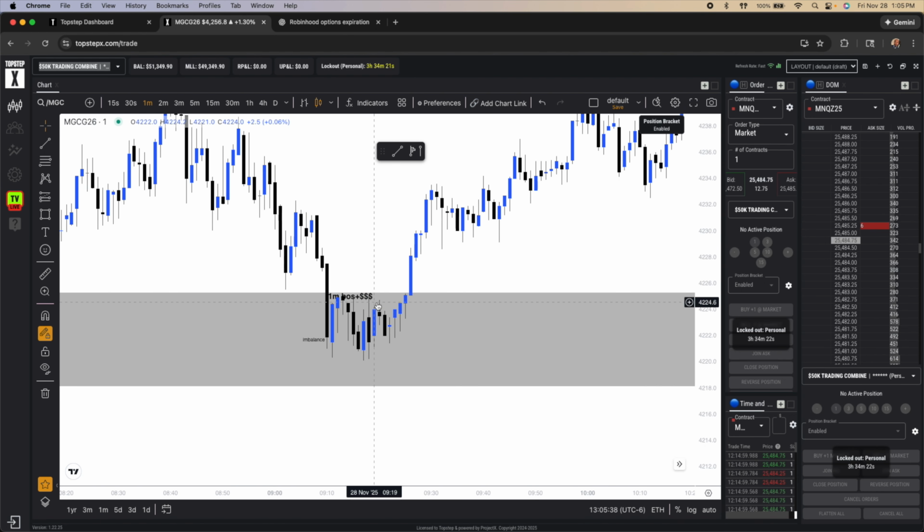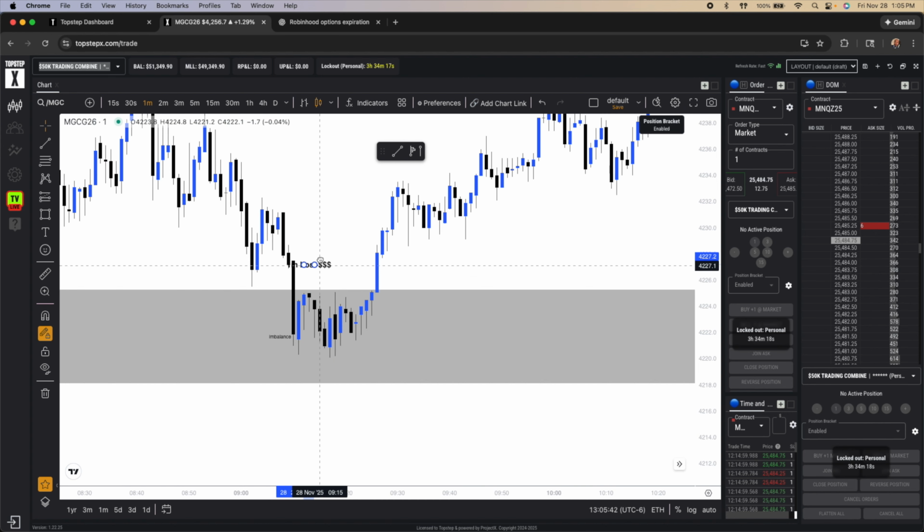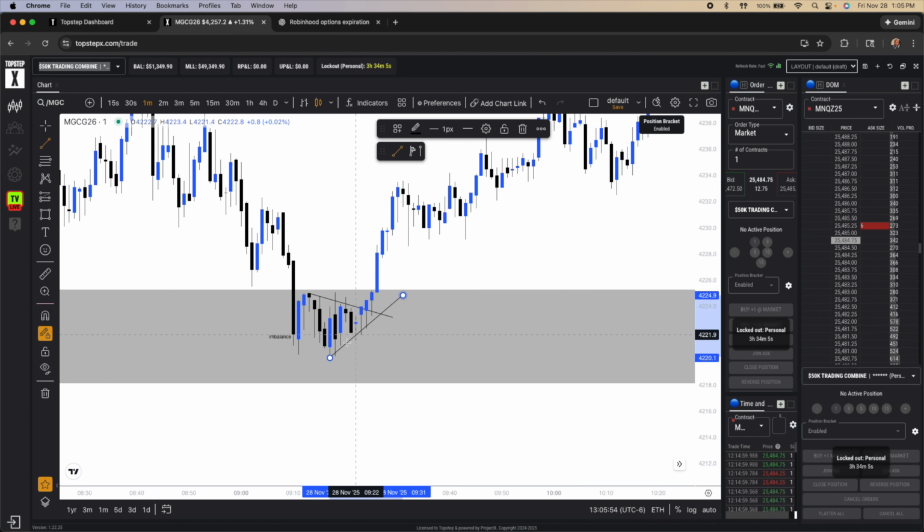And then within this consolidation, you can also just see that there was a breakout within the highs right here. So we have the lower highs being created with this trend line. Then we have higher lows being created. And that's essentially how you look for a breakout setup.